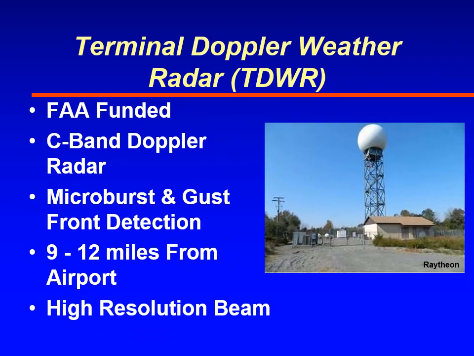The terminal Doppler weather radar came about in the early 1990s. It's funded by the FAA. It's a C-band Doppler radar that's designed to detect microbursts and gust fronts. Typically, these radars are located 9 to 12 miles from the airport, so they're scanning above the airport, both the approach and departures, and they use a very high resolution fine radar beam to look for microbursts and gust fronts.